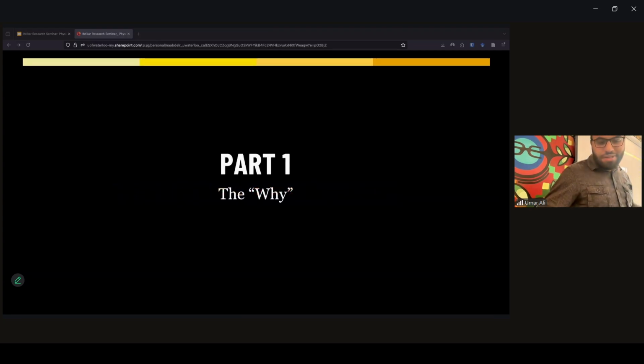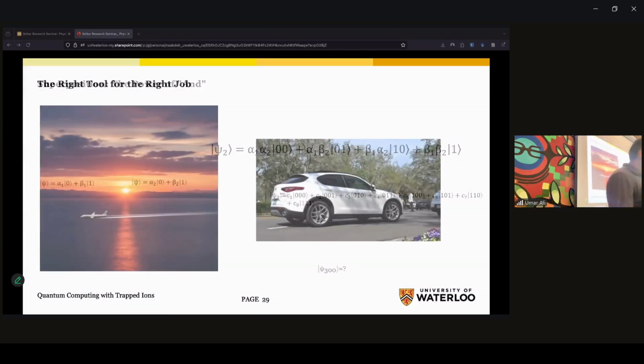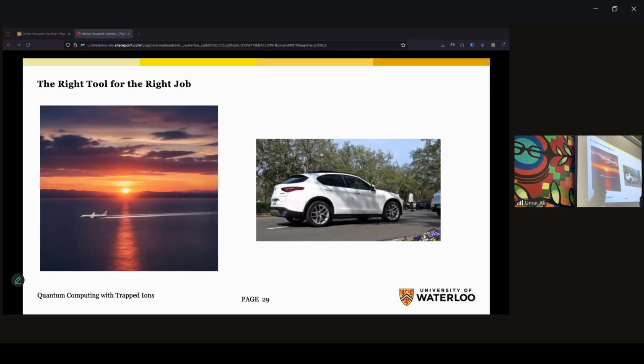But just before saying what quantum computing is, I want to say that quantum computing is not by any means going to replace your laptop or computer. It's like the difference between a car and a plane. If you're just going to the grocery store, you just want a car and go. It's not efficient to use a plane. But if you're going to cross the sea, you might as well use a quantum computer.